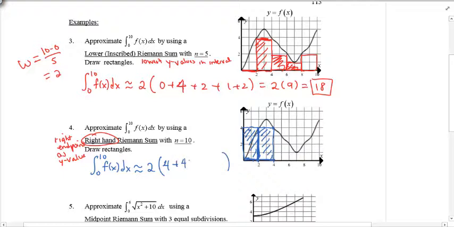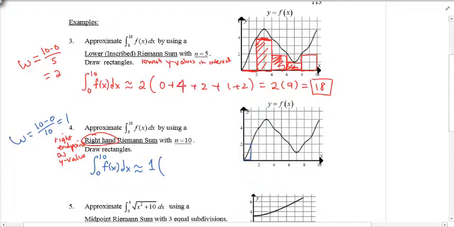So there we go. Oopsies, what did I do wrong? I did not look at this carefully. 10 subintervals. Get ready to add a whole bunch of numbers.